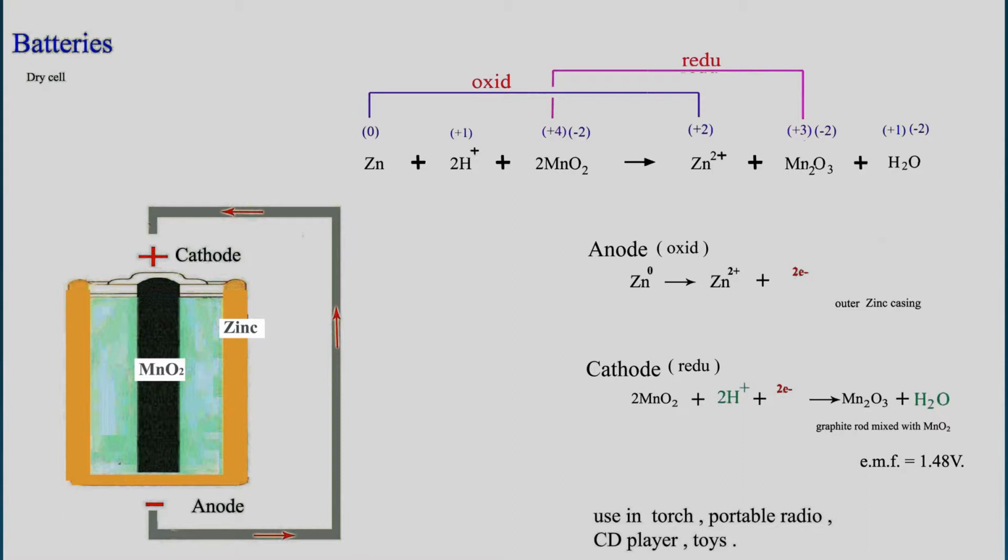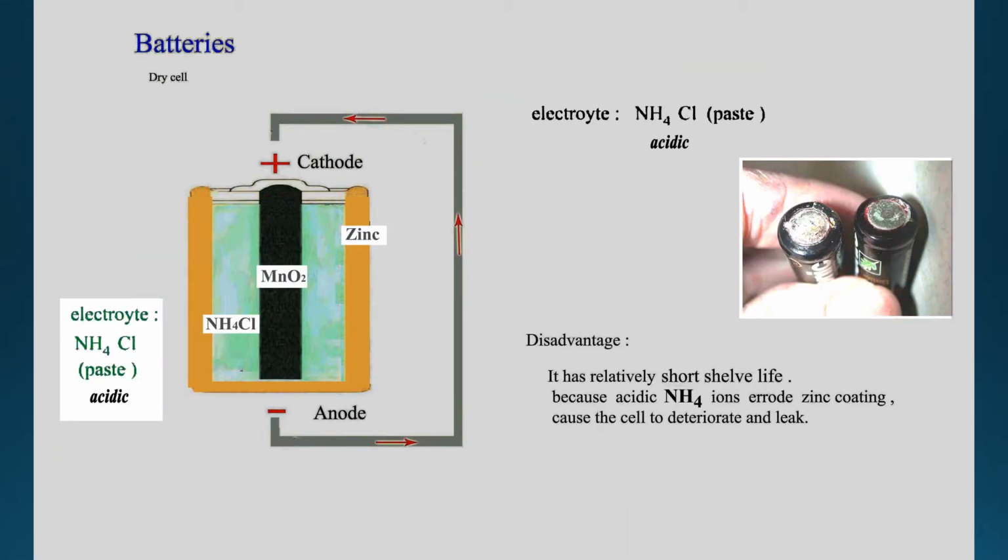It is used for torches, portable radios, or some toys. This battery does have a disadvantage. Look at the electrolyte, ammonium chloride. This ammonium chloride is a paste.